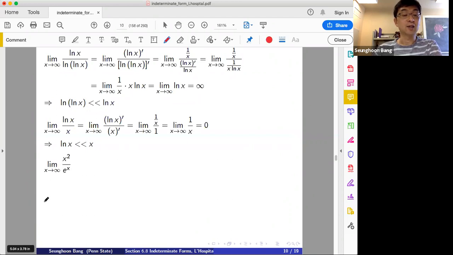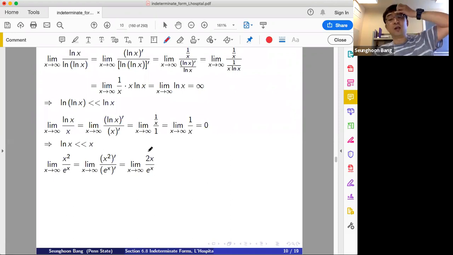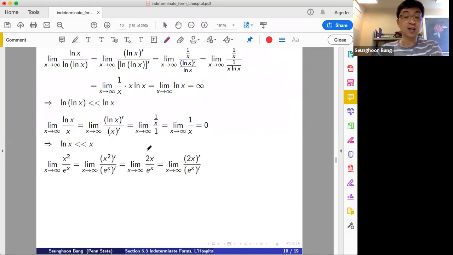The next, x squared and e to the x, the same. As x approaches infinity, it is infinity over infinity, so you can use L'Hopital's rule. The derivative of x squared is 2x. The derivative of e to the x is e to the x. Also plug infinity into the top and bottom: 2 times infinity is infinity, e to the infinity is infinity. Exactly, L'Hopital's rule again. The derivative of 2x is 2, the derivative of e to the x is e to the x. As x approaches infinity, what happens? 2 over infinity. The answer is 0. Which one is growing faster? The bottom one is growing faster.